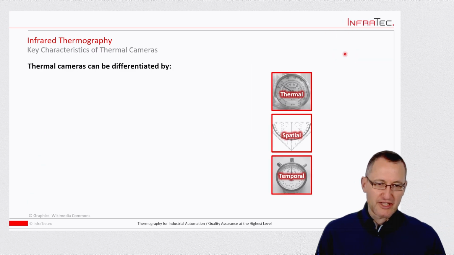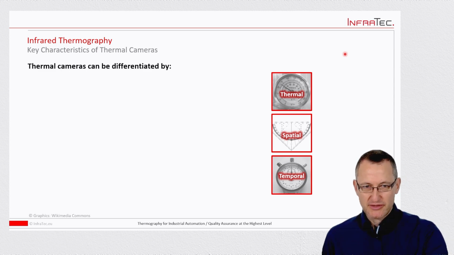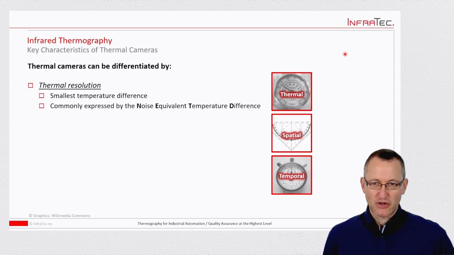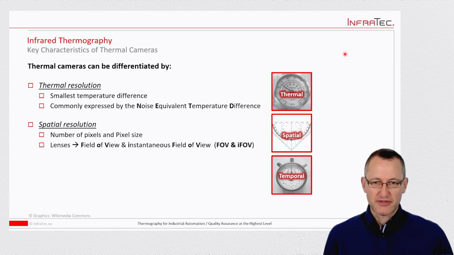In terms of thermal cameras, there are three important features to differentiate cameras. First, the thermal resolution. This is the smallest temperature difference that can be differentiated, commonly expressed by noise equivalent temperature difference, NETD. Moving on to the spatial resolution: this is the number of pixels and pixel size that defines the spatial resolution. And depending on the lens, we have a resulting field of view that we can resolve.